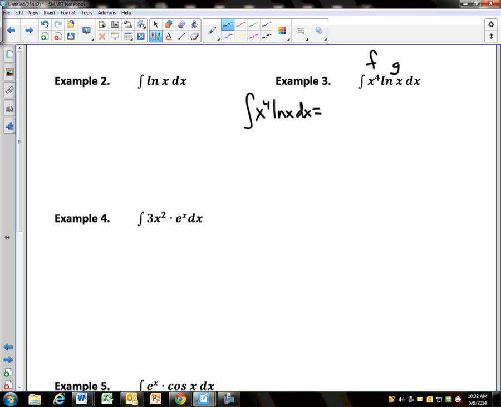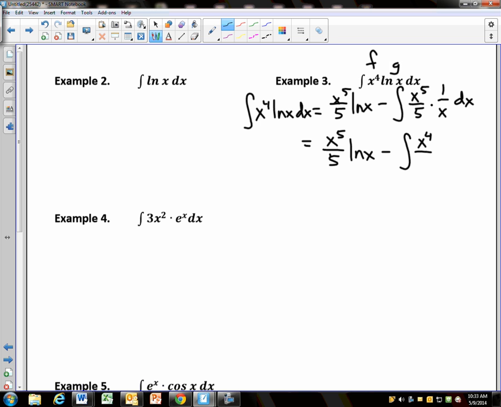What's F? Big F. X to the fifth over 5 times, what's G? Natural log of x minus the integral of, what's big F? X to the fifth over 5 times, what is G prime? So we've got x to the fifth over 5, natural log of x, minus the integral of x to the fourth over 5 dx.